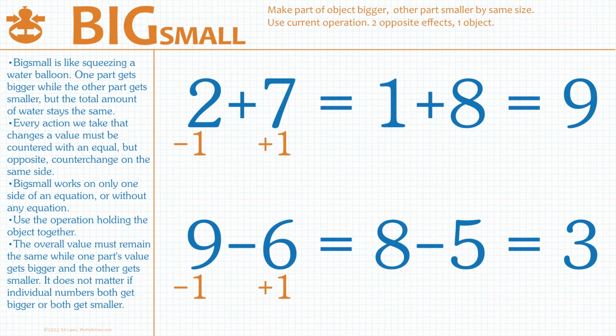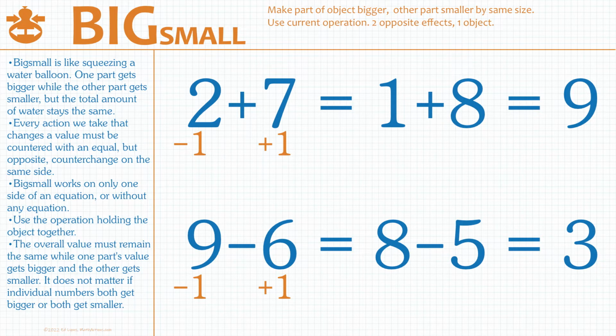I think the big-small action is very powerful and useful because it helped me connect many steps in pre-algebra problems and in algebra equations. Big-small is like squeezing a water balloon. One part gets bigger while the other part gets smaller, but the total amount of water stays the same. This action works on only one side of an equation or without an equation. It applies 2 opposite effects to one object.